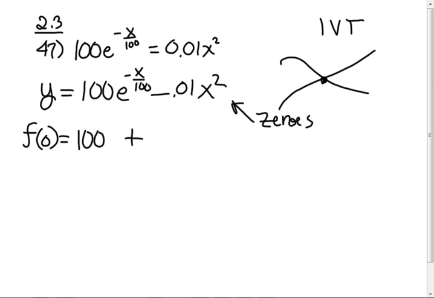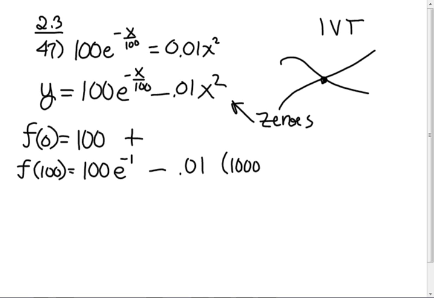Now, what other value would you maybe want to try? 100, I like 100. Why did you choose 100, Zach? Then this is e to the negative 1. I just want it to be negative, though. So it's 0.01, and it's 100 squared. Coming back 2 will give me 100 divided by e minus 100.